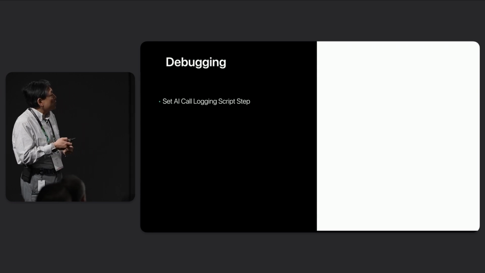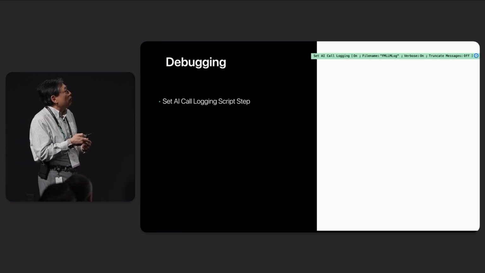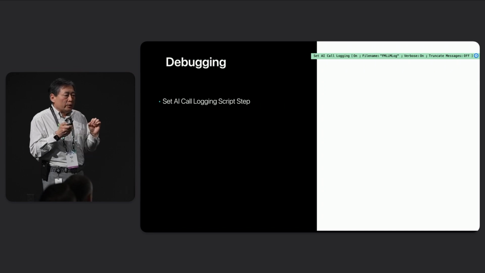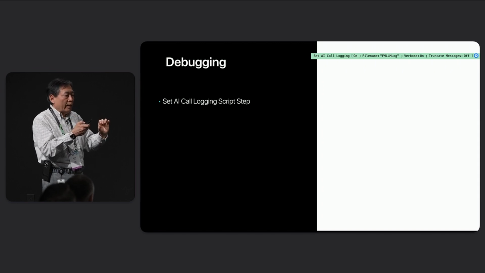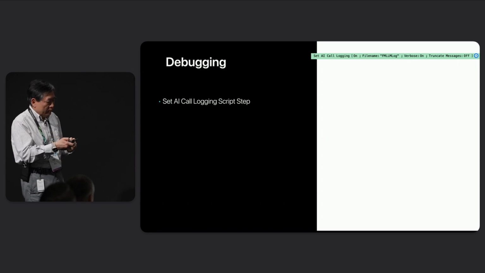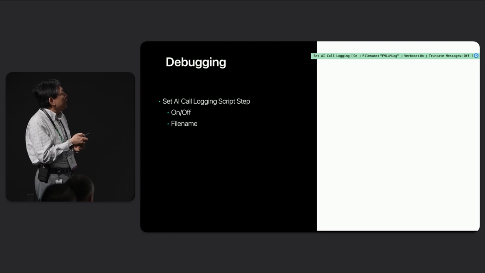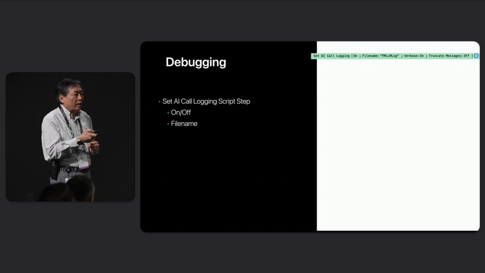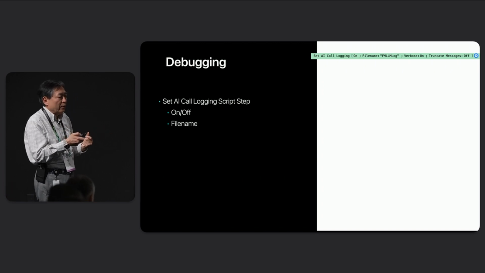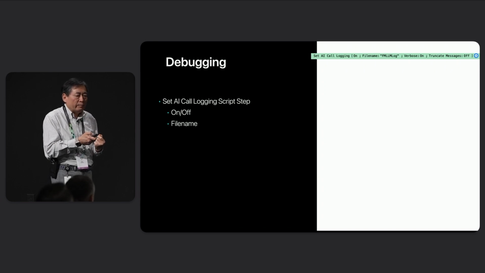Okay, so that's it for the demo. Sometimes you might need to do debugging if the results are different from what you expect. So we created this set AI call log for you. You can turn on the debugging log when you need it, and then turn it off when you don't need it. The first parameter is the on-off switch, and the second parameter is the file name. In this example, I use fmllm log. It will appear as the fmllm log.log file, and it will be in your documents directory.